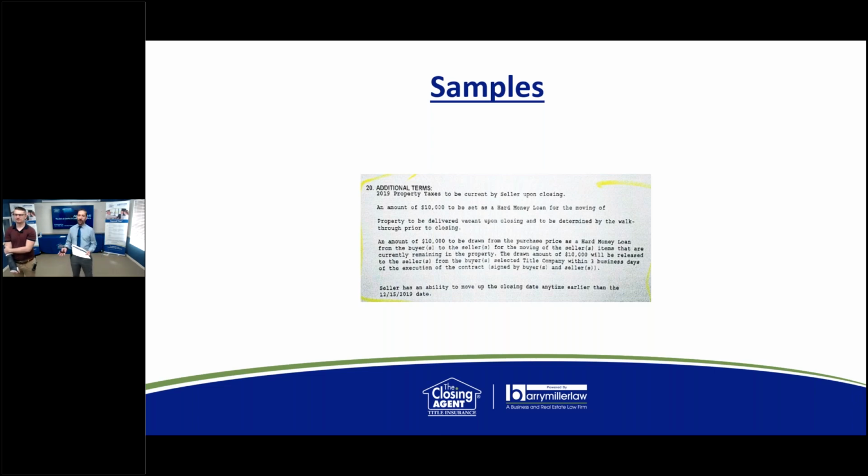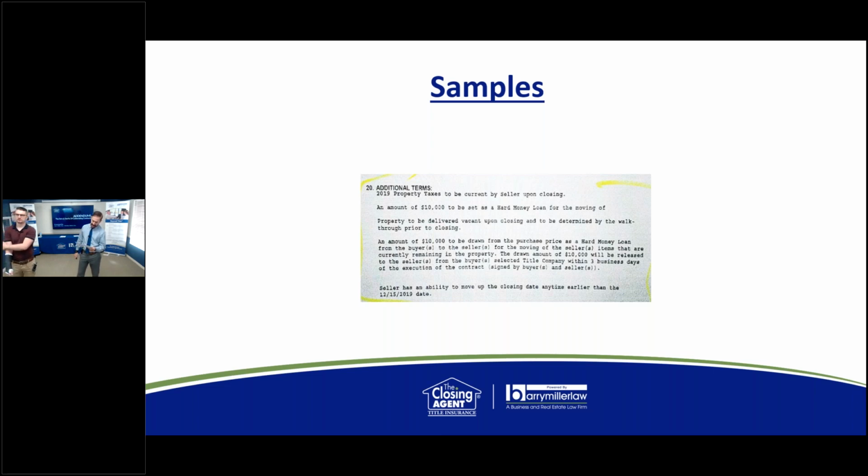Okay, so first of all, it's already written in there that any past due taxes to give clear title would have to be paid. So in this case, the 2019 taxes would be paid, and then the current year would be prorated. Again, it's not necessary. It's in the pre-printed contract.